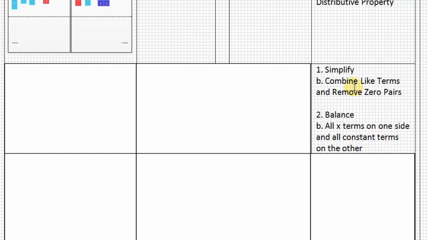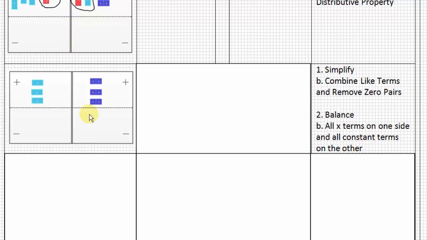I'm going to do 2 moves here. I'm also going to do the balancing move. So let's take a look at it one at a time. Combining like terms, what is that going to look like here with these parts of our equation? And what is that going to look like on our mat? Here you can see on our mat, to start to combine like terms and remove 0 pairs, I've circled things on the left and on the right that make 0 pairs. And that just leaves us with these 3 x's on the left and these 6 unit tiles on the right.